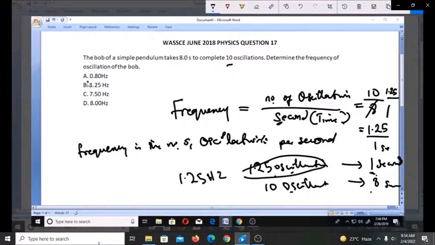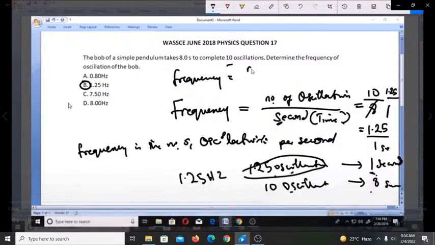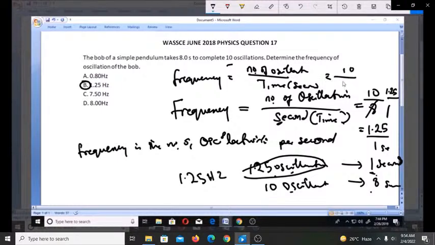That is why B is the correct answer, because frequency is simply number of oscillations all over time in seconds. So the number of oscillations here is 10 and time is 8 to give us 1.25 hertz. That is the answer to the problem.